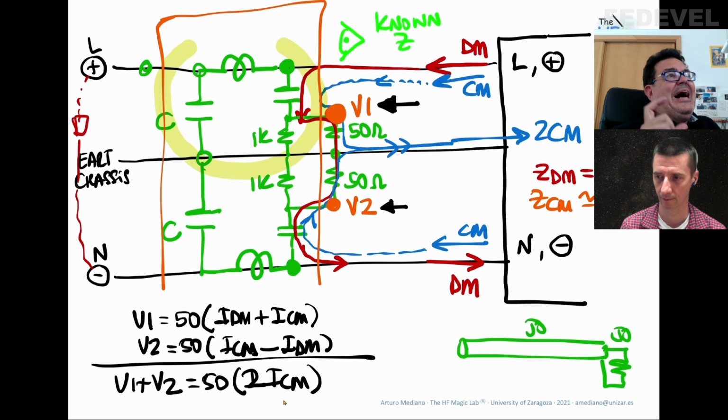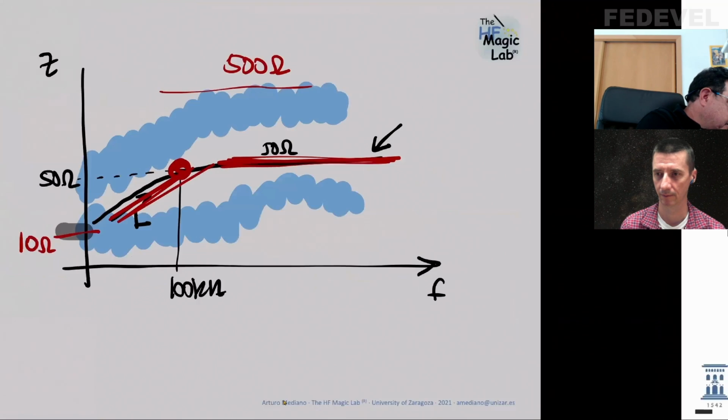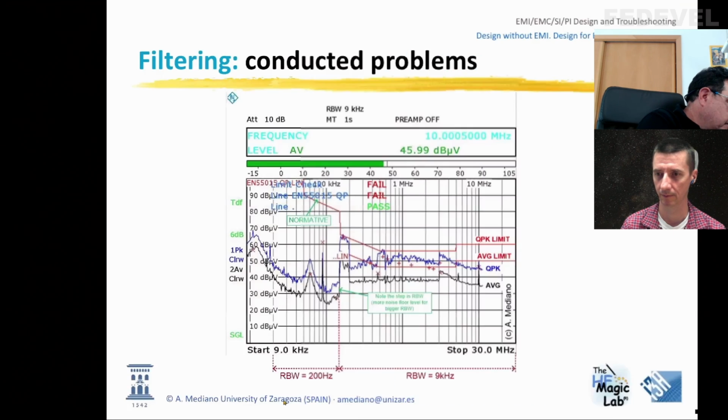So if you add the two voltages, you are removing the differential mode. And this is very useful. This is what we call a differential mode rejection network, or if you calculate the difference, a common mode rejection network. And this is the way to think about this. This is very, very useful.